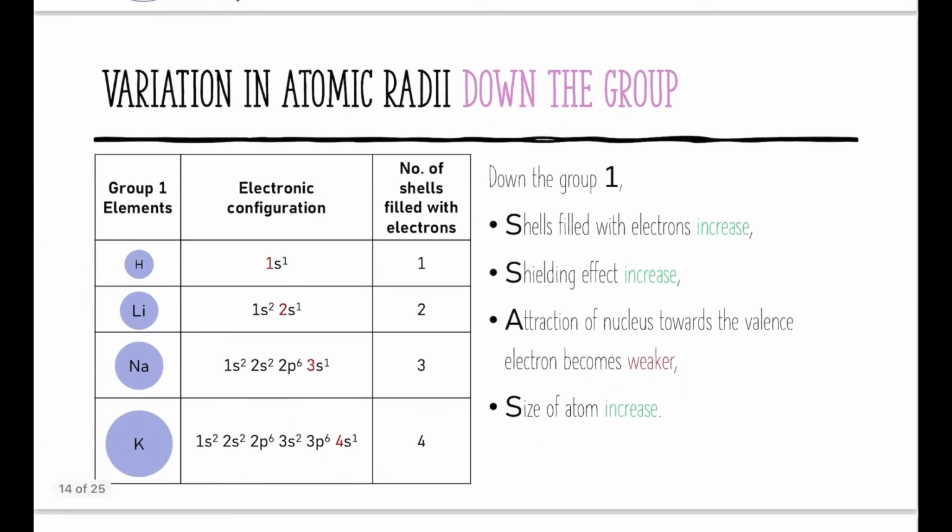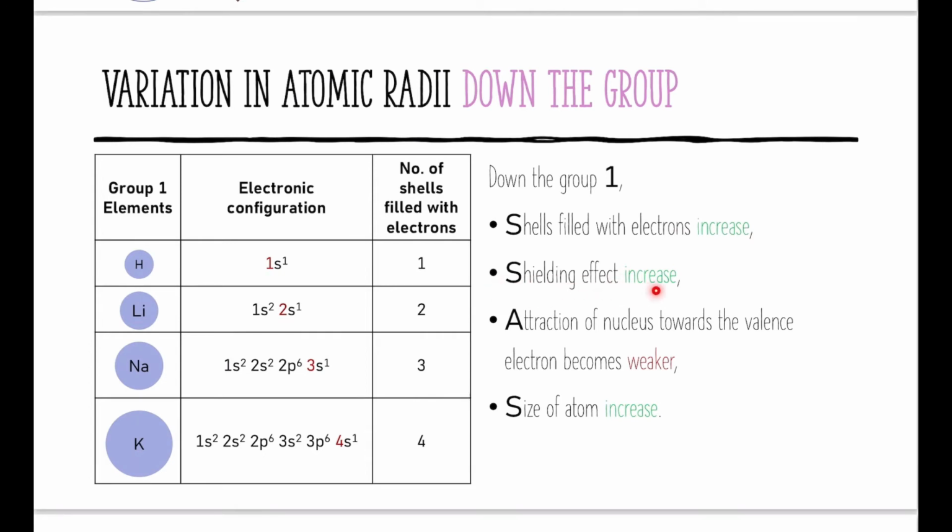Let's have a look at the variation in atomic radii down the group. These are elements in group 1. Based on the electronic configuration, we can determine the number of shells filled with electrons. Hydrogen only has one shell filled with electrons, while lithium has 2, sodium has 3, and potassium has 4. So, we can conclude that down the group, shells filled with electrons increase, which in turn increases the shielding effect.